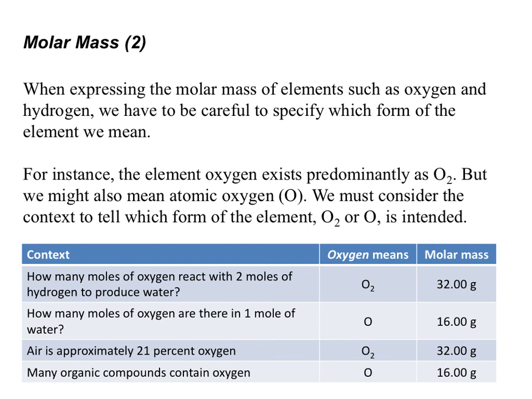So for context, for example, how many moles of oxygen react with 2 moles of hydrogen to produce water? Here we're clearly talking about oxygen molecules, i.e. the gas O2, therefore the molar mass would be 32 grams. However, if we say how many moles of oxygen are there in 1 mole of water, we know that oxygen in water is O, so we must use O, and the molar mass will be 16 grams.